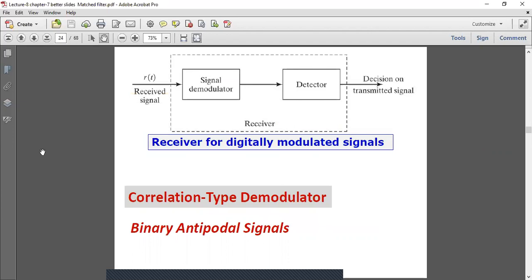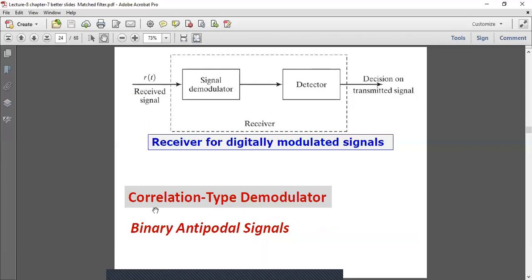In our previous lecture, I briefly described two types of receivers. But first, we should know what a receiver is. A receiver has two blocks, the signal demodulator and the detector. The received signal comes in as r(t), passes through the signal demodulator and then the detector. Then the decision on the transmitted signal is made. So this is the receiver for a digitally modulated signal.